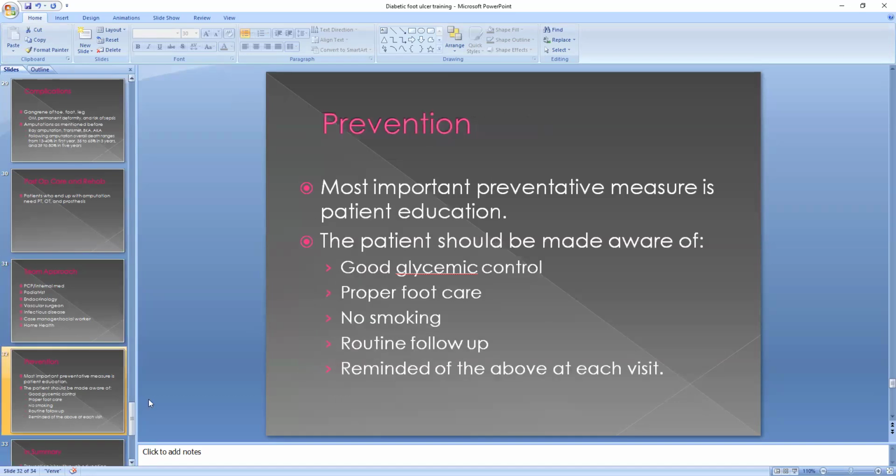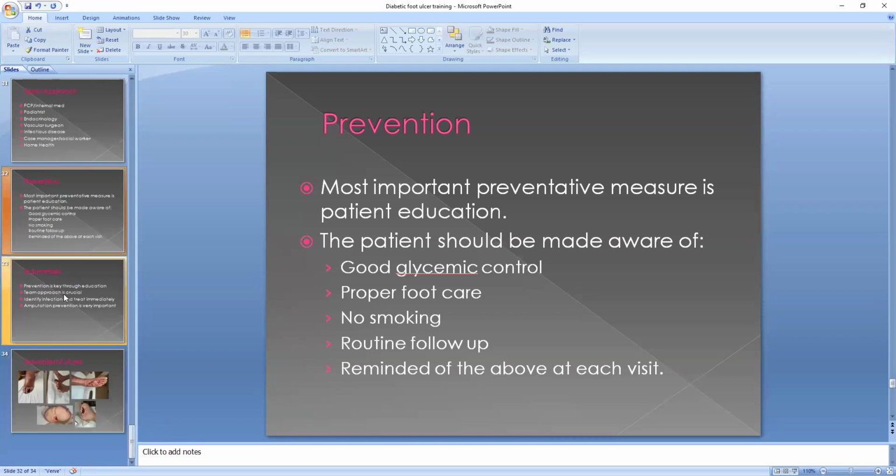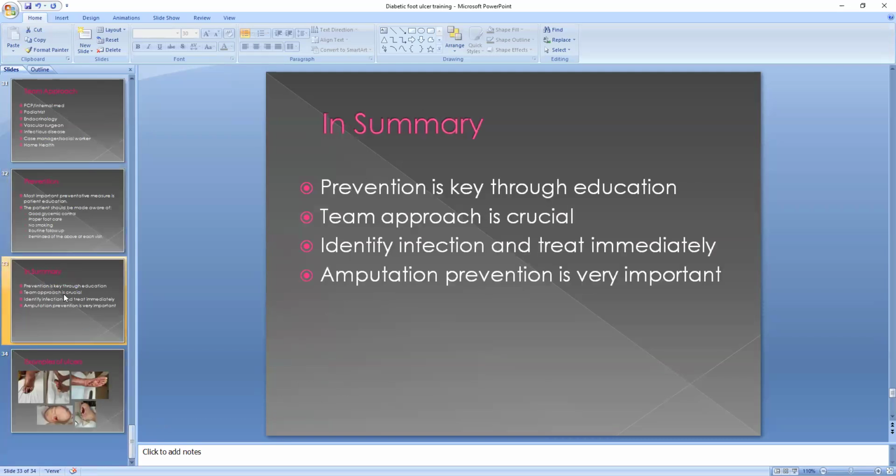And then just understanding that prevention is the most important, right? Foot care, no smoking, make sure they keep their appointments, and just keep reinforcing it at every visit. It's so crazy. And just in summary, the key is education, the team approach is crucial, and you're part of that team. Treat an infection early, and above all, prevent infection and amputation.